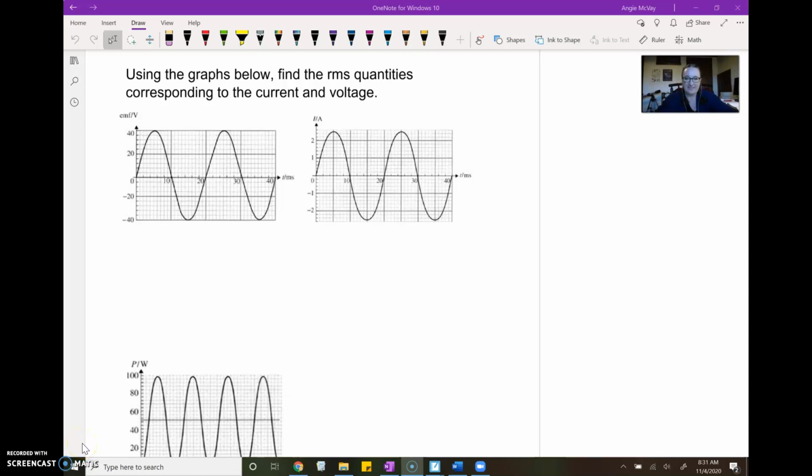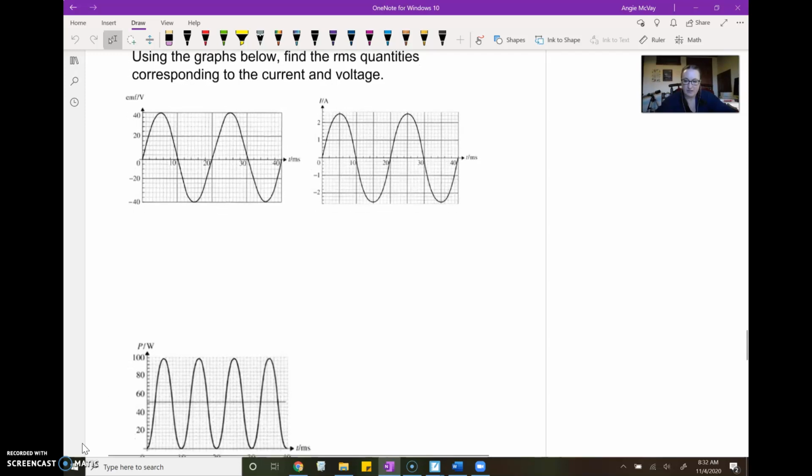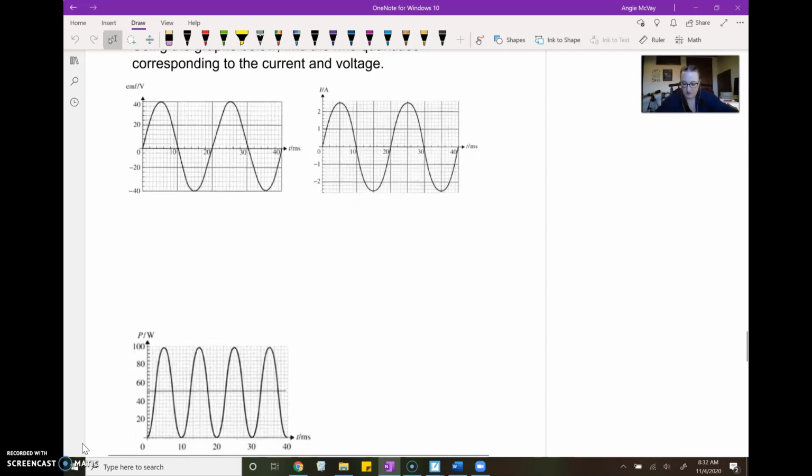All right, kiddos, here's our last thing. On your note sheet, if you've printed it out, this should be on the back. There are 3 graphs: one of EMF as a function of time, one of current as a function of time, and one of power as a function of time.